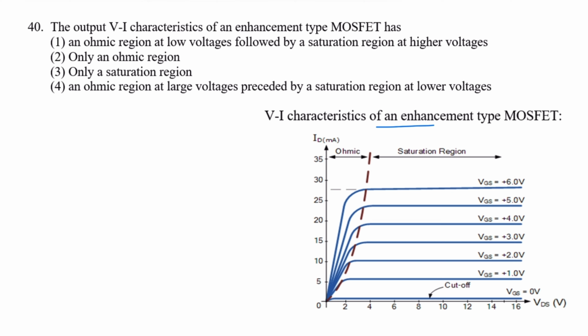linear region or ohmic region. It is a region left side of the pinch off locus. So this is left side of the pinch off locus, which is linear region or ohmic region. Next, the saturation region is a region right side of the pinch off locus. So this region is the saturation region, and the cutoff region is below VGS. So this is the cutoff region.